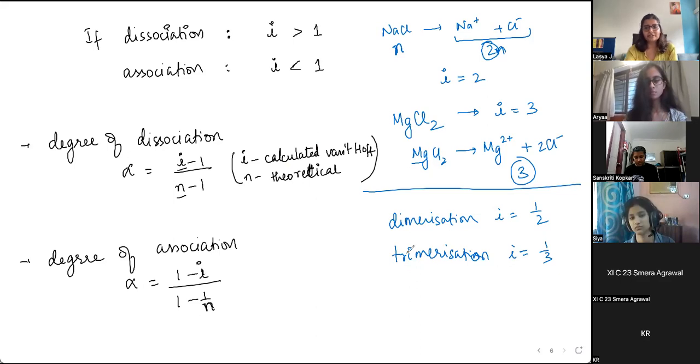But question-wise, you'll see a lot more dissociation than association. You might have one or two of the other, but mainly dissociation is more common.